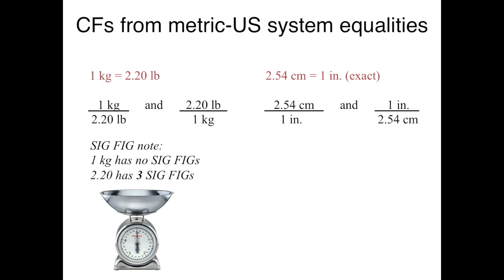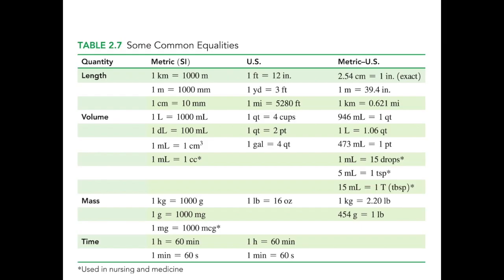Right? So 2.54 centimeters per 1 inch, or 1 inch per 2.54 centimeters. Again, sig figs do not apply because we are taking them from exact numbers. So here's a table of some common equalities you will use in this class. As a review, remember that the metric conversion factors, none of these have any significant figures in them. None of these will have any significant figures.